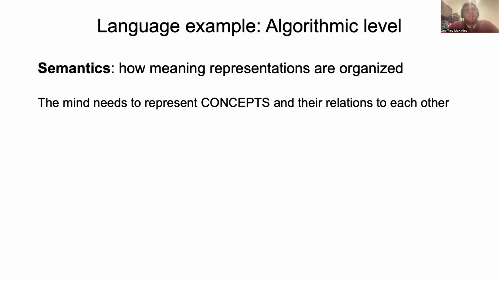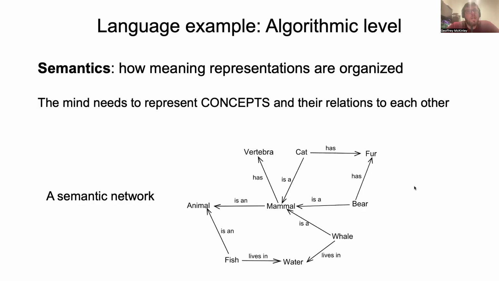So we need to figure out how meaning is represented. We need to obviously represent the meaning of these things, and so we could ask, how are semantic representations organized, right? So the mind needs to represent concepts as well as their relations to each other, right? So there are not only rules for combining sounds into words and words into sentences, but then there's sort of a semantic network that's attached to the lexical system, so to speak.